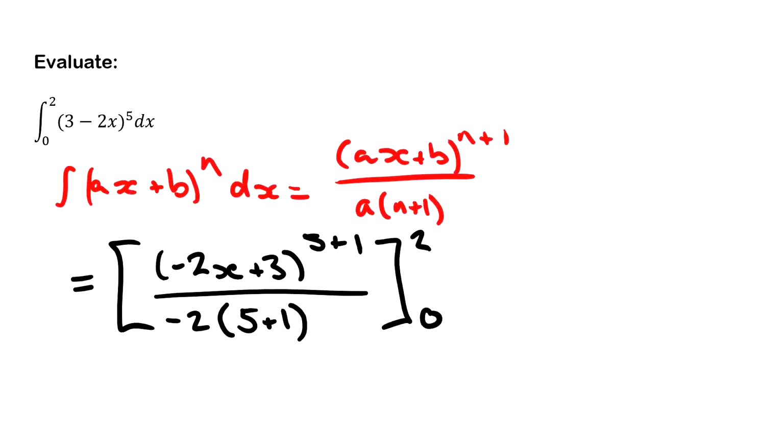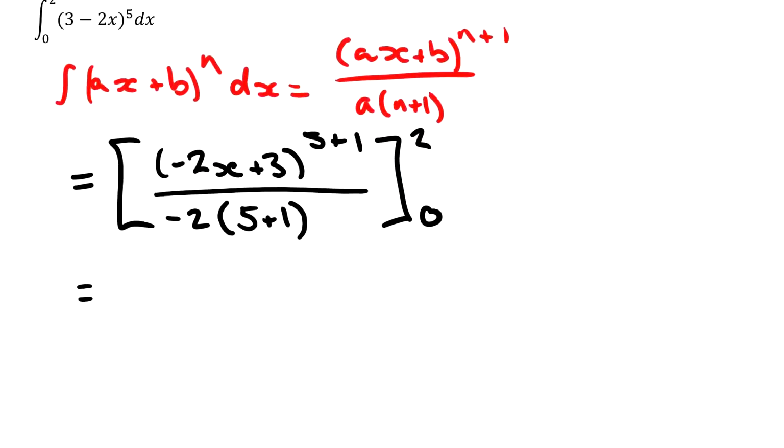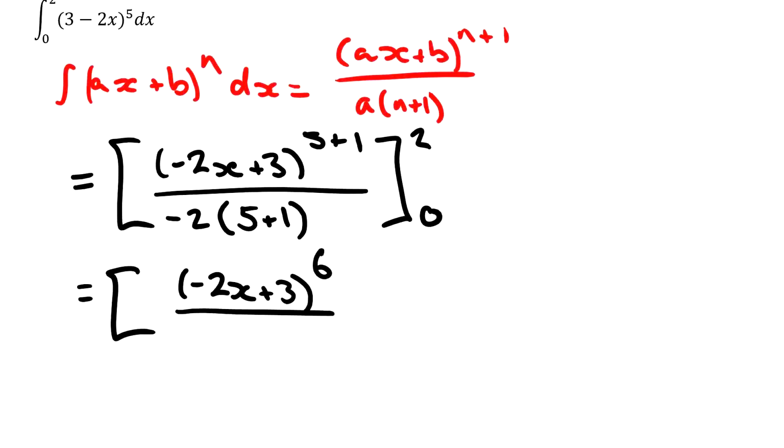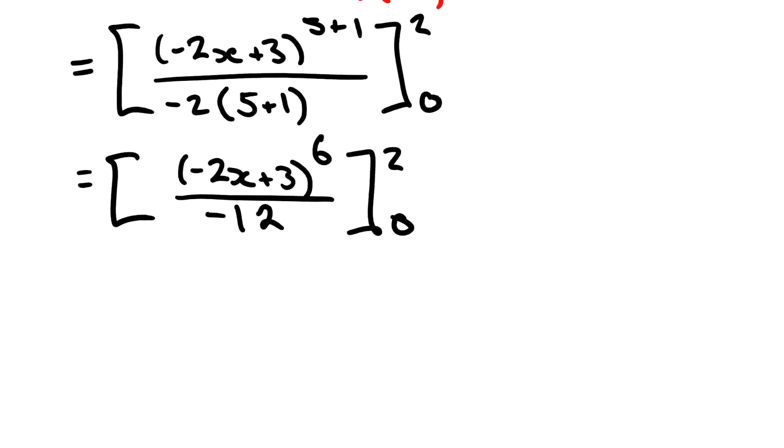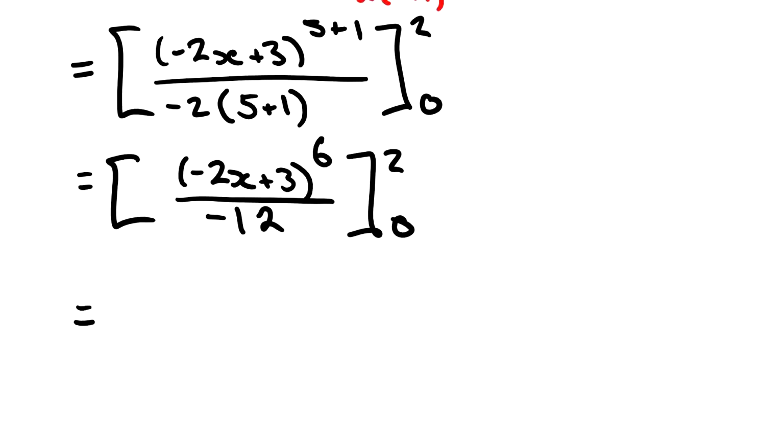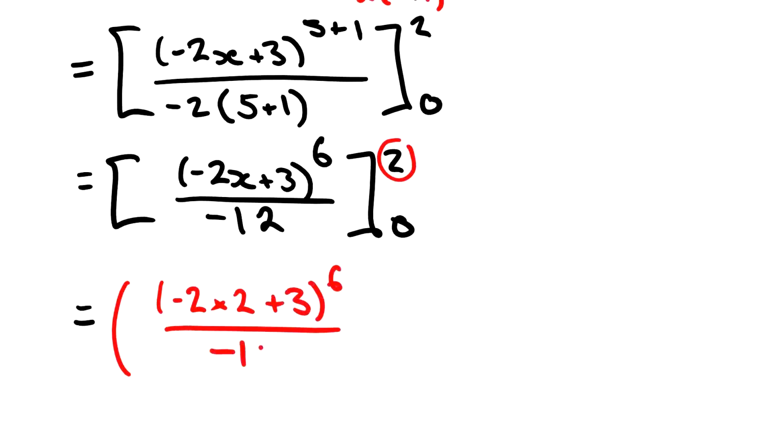2 and 0. So I want to simplify what's inside first before we keep moving on, and we get (-2x plus 3) to the power of 6, all over -2 times 6, so -12, and it's to the 2 and the 0. Now remember, with this one, it's going to be our top function first, so our 2. So what we're going to get here is we're going to have (-2 times 2 plus 3) to the power of 6 over -12.